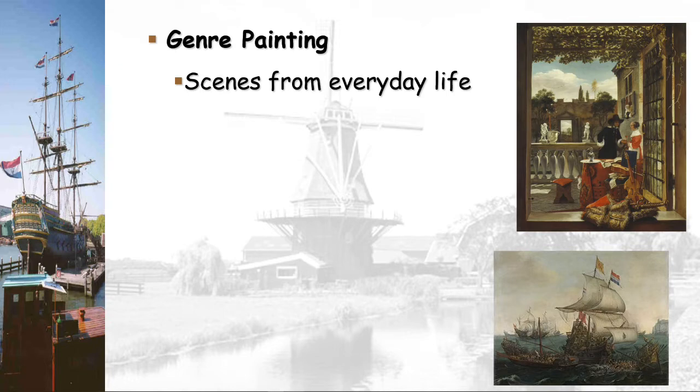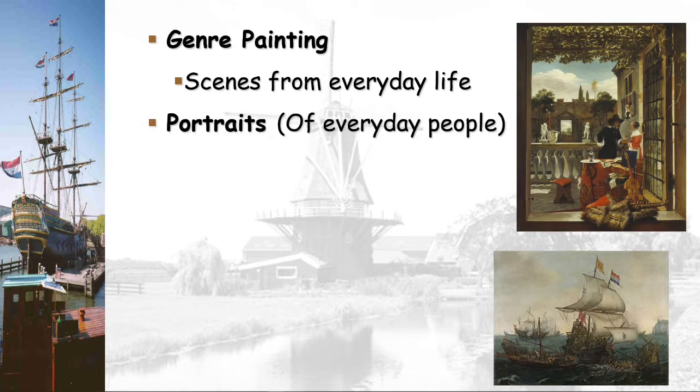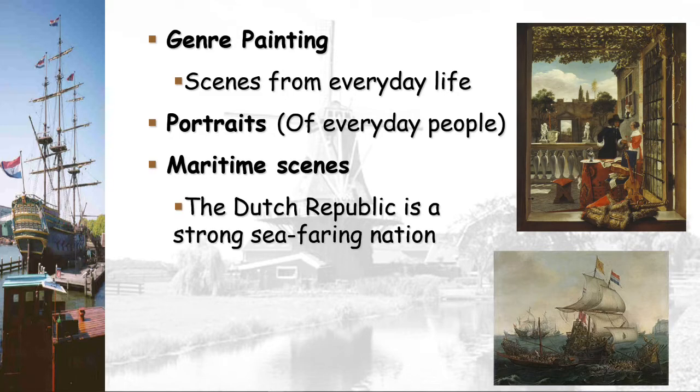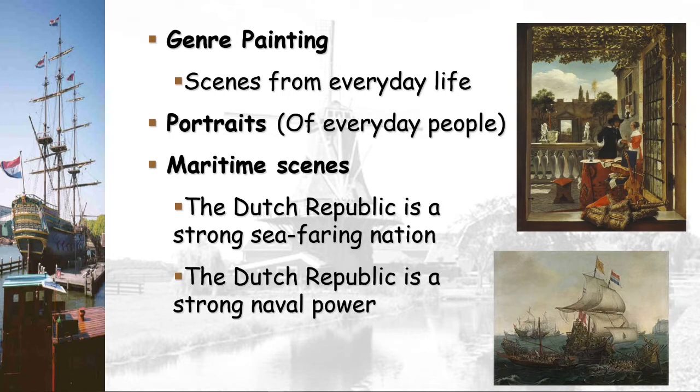Genre paintings. Scenes from everyday life, portraits of everyday people, maritime scenes. The Dutch Republic is a strong seafaring nation, so of course they're going to have maritime scenes. The Dutch Republic is also a strong naval power, and still lifes.